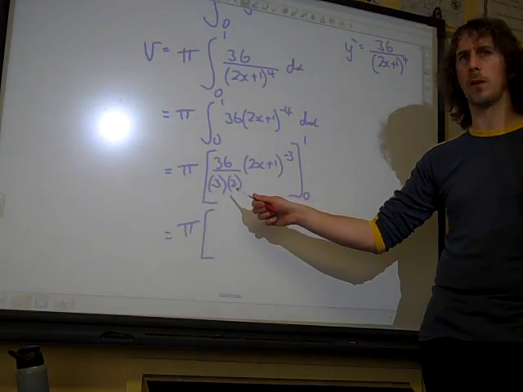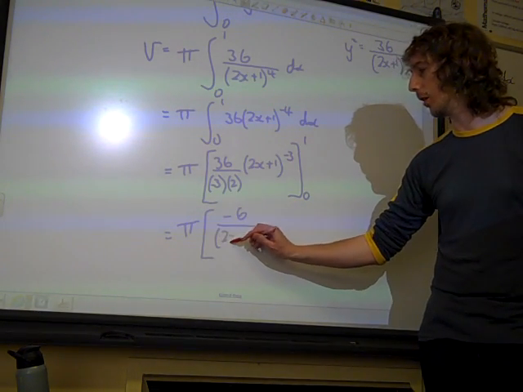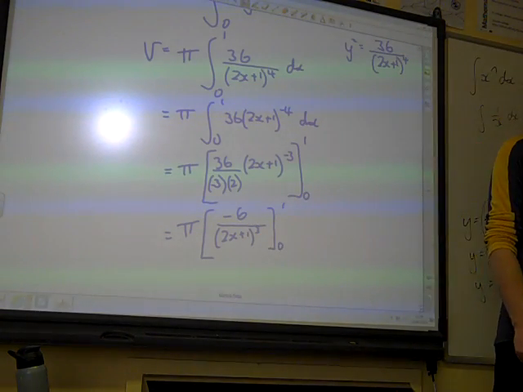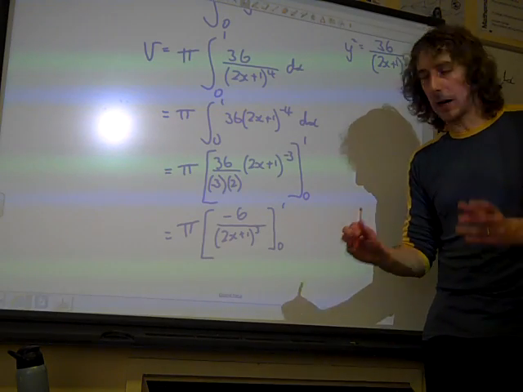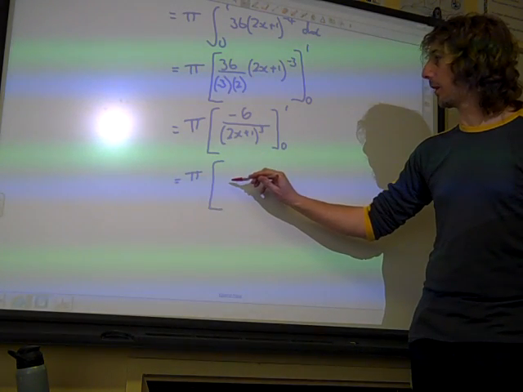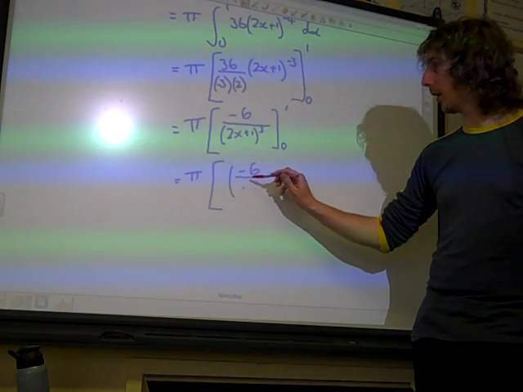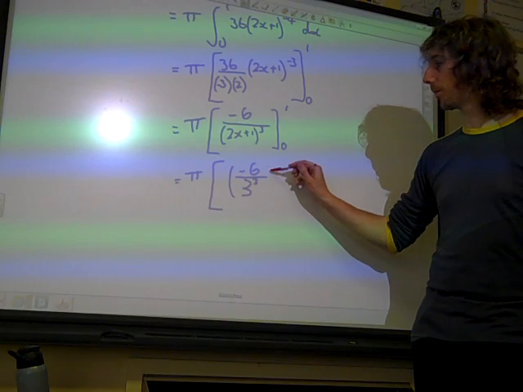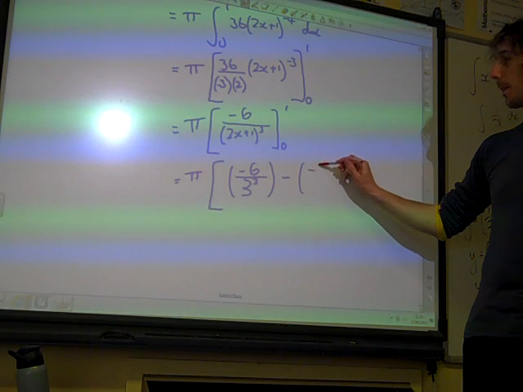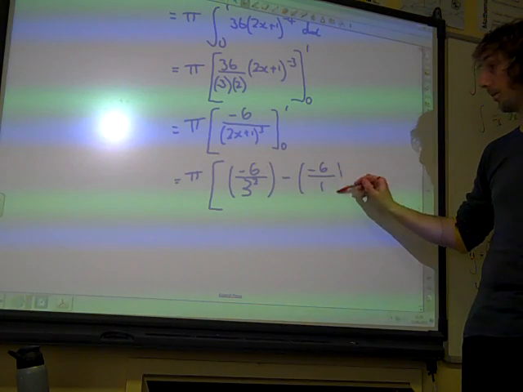This is 36 over minus 6. So we just end up with minus 6. And actually, I would prefer to see it like that, I think. The question was all about the exact value, so now we've got to put our numbers into this. This is pi times, now what have we got? Minus 6 over, what, 2 plus 1 is 3 cubed. That's right. And we're taking away minus 6 over 0 plus 1 cubed, so minus 6 over 1.